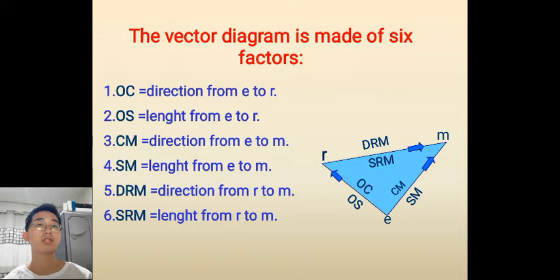The vector diagram is made up of 6 factors. Number 1, OC, or the direction from E to R. Number 2, OS, or length from E to R. Number 3, CM, or direction from E to M. Number 4, SM, or length from E to M. Number 5, DRM, or direction from R to M. And lastly, number 6, SRM, or length from R to M.